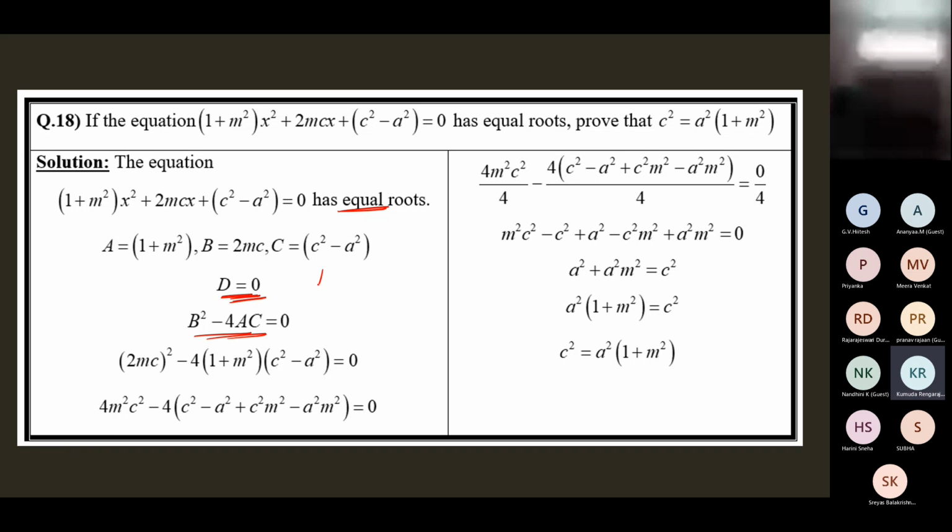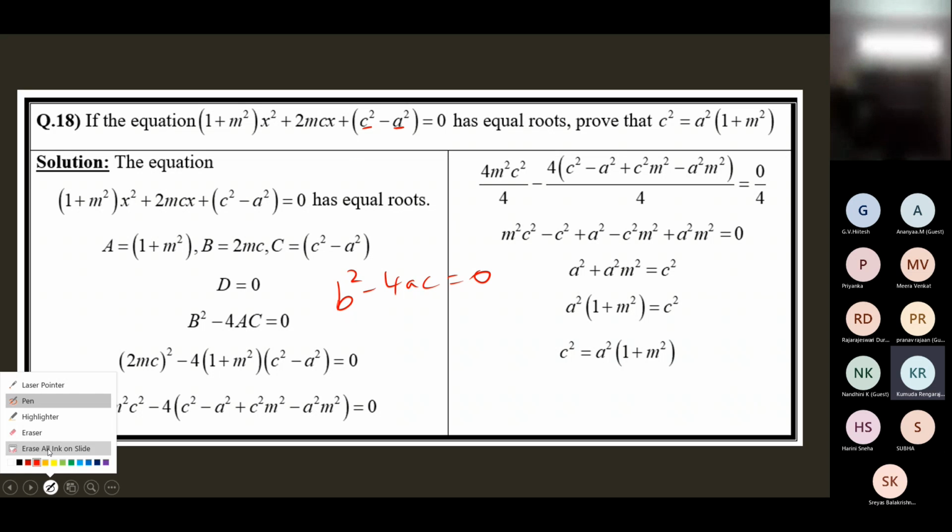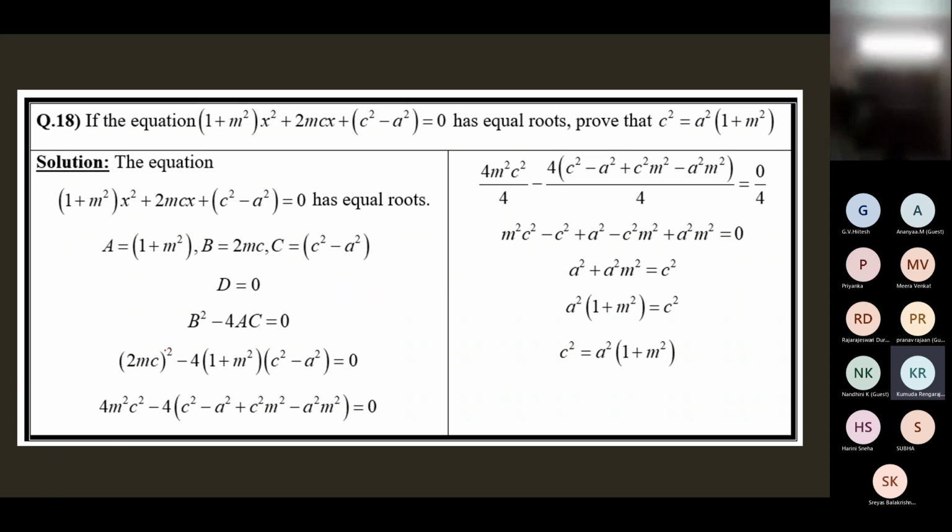I have used capital letters A, B, and C because we have a and c in the equation given to us, so we shouldn't mix up both. Normally, it is b square minus 4ac is equal to 0. But since we have small letter a, small letter c in the given equation, just to differentiate, we use capital letters here. So now this is the condition.